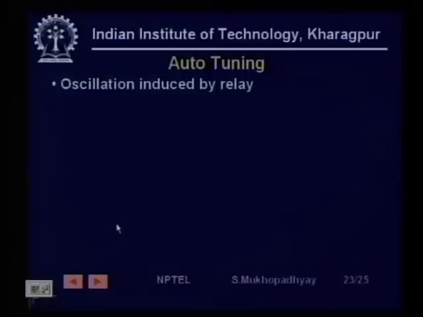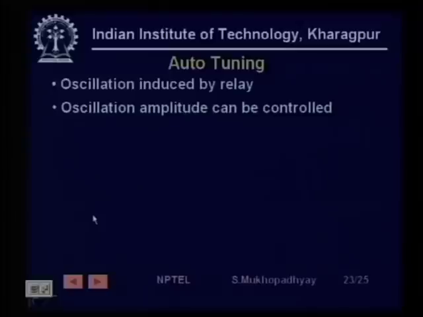So the relay will give you an oscillating input. The plant will immediately start oscillating, there will be no trial and error needed, and the amplitude of oscillation can now be controlled by the properties of the relay. So now you have a nice situation where the oscillation can be directly induced by the relay without trial and error, and its amplitude can be controlled.